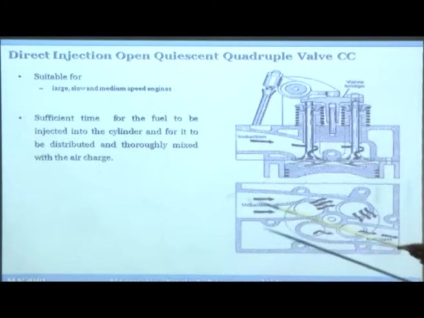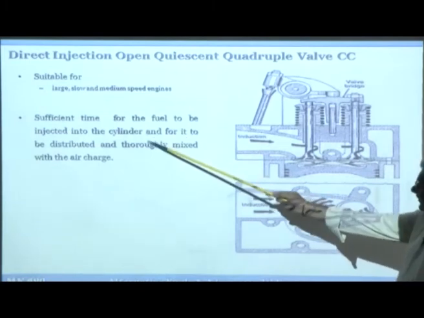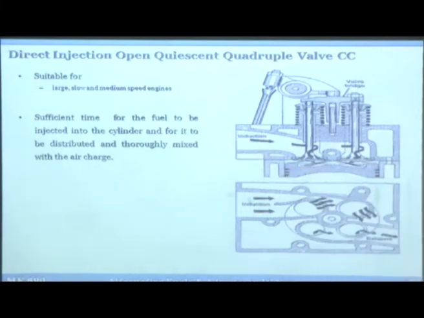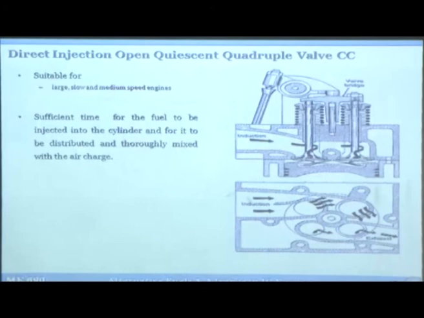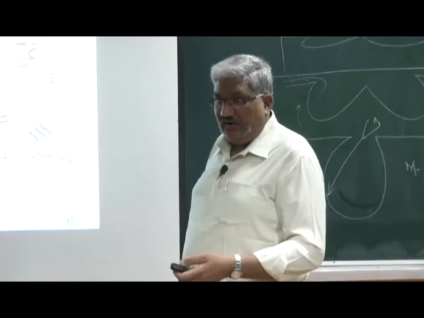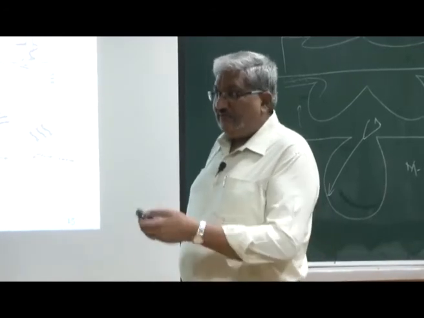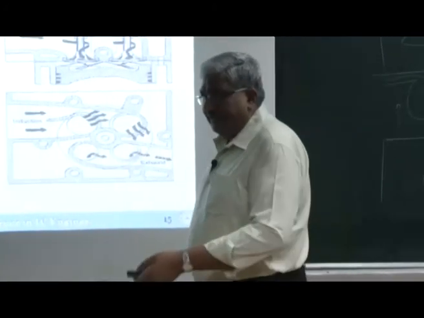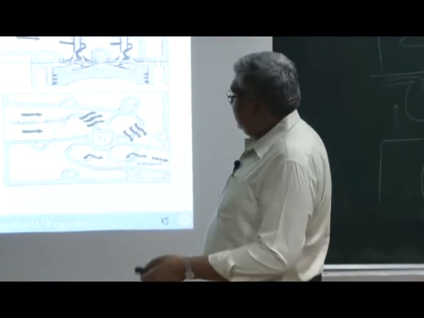There is sufficient time for fuel to be injected into the cylinder, since these are slow engines. Slow engines means they are rotating at very slow speed. So for completing one cycle, you have a lot of time available to you in terms of milliseconds. You have a very large number of milliseconds available for mixing, for injection, for combustion, for everything to take place.